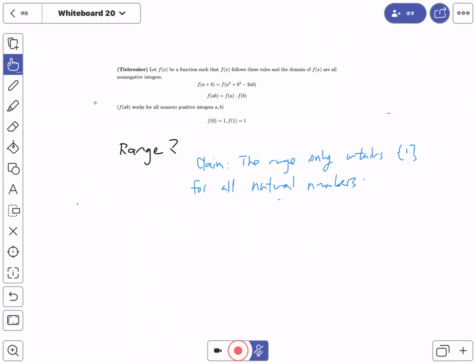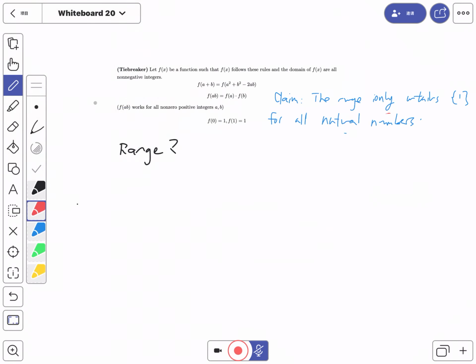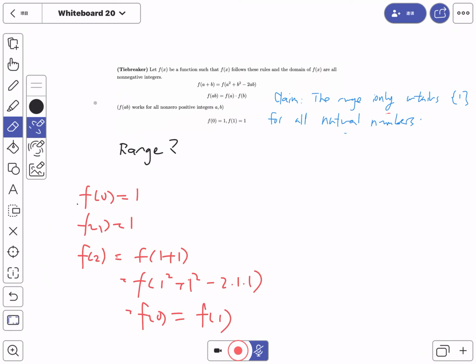Let me just make this smaller. So first we have to find some basic cases. So f of 0 is equal to 1, f of 1 is equal to 1. What about f of 2? f of 2 is equal to f of 1 plus 1, which is equal to f of 1 squared plus 1 squared minus 2 times 1 times 1, equal to f of 0, giving us f of 1. Or you can also do it as f of 2 times 1, which is f of 2 times f of 1. So f of 2 gives us 1, so it's kind of the same.